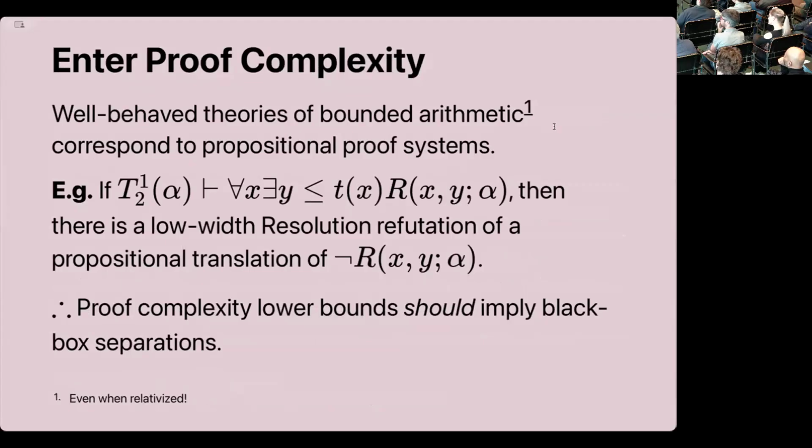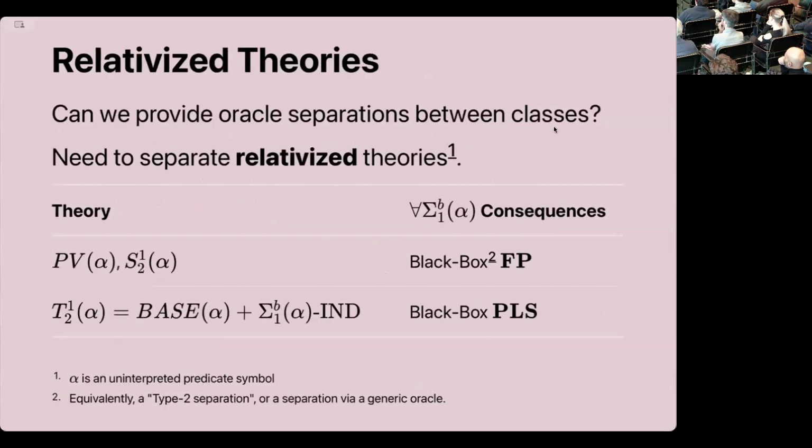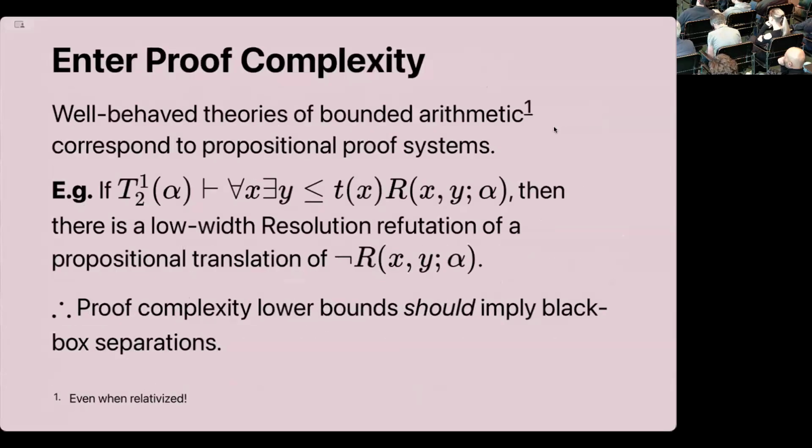As is well known, well-behaved theories of bounded arithmetic correspond directly to propositional proof systems. And providing separations between the corresponding proof classes is a really great way to separate the strengths of these theories. One example of such a characterization: if I take T12 alpha, which corresponds in this case to black box PLS, and T12 alpha proves some sigma B1 predicate with this additional symbol, it turns out that this means there's a low width resolution refutation of this propositional translation.